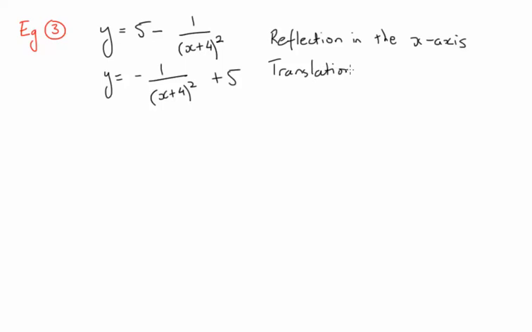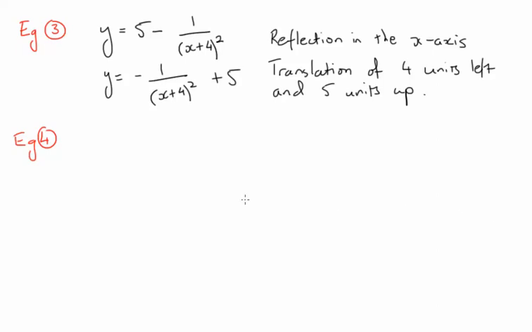Translation of 4 units left and 5 units up. Alright, that was too short. Let's do one more. Let's do something with a square root. So I'm going to pick an example. Example 4. Give this one a go.